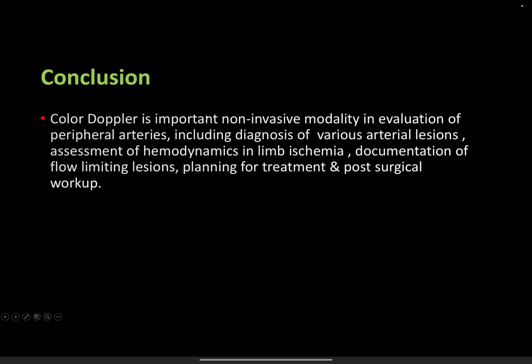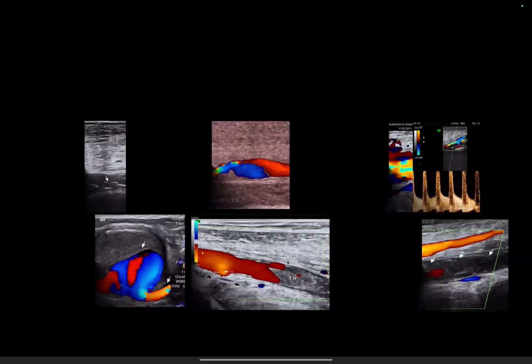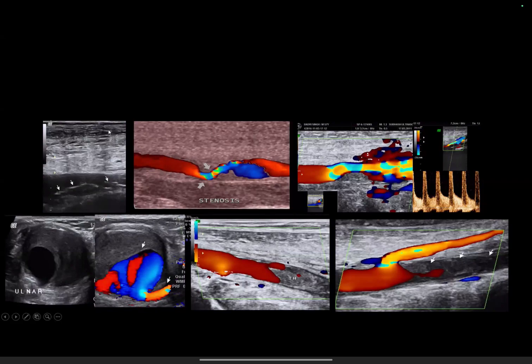So just to conclude, I would like to say color Doppler is an important non-invasive modality in evaluation of peripheral arteries, including diagnosis of various arterial lesions, assessment of hemodynamics in limb ischemia, documentation of flow-limiting lesions, planning for treatment, and post-surgical workup. So this is the beauty of ultrasound. We can see the plaques and characterize the plaque. We can see on color the narrowing, stenotic lesions. We can see the stenotic flow, pre-occlusive, thump, occlusive lesions, aneurysms, and all that.